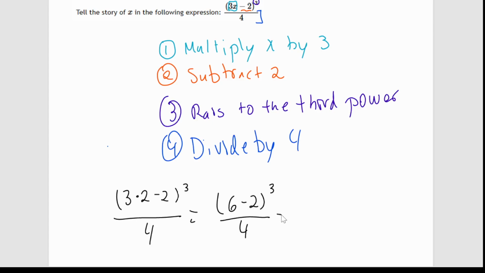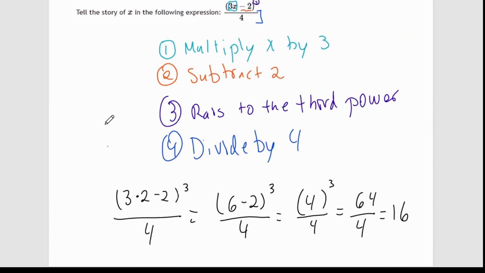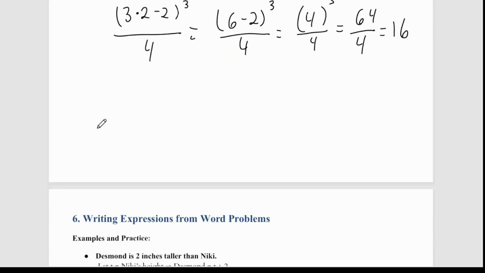Then I would do 6 minus 2, which would get us 4. Then I would take 4 to the third power, which means 4 times 4 times 4, which is 64. Then I would divide 64 by 4, which would give me 16. So knowing the story of the algebraic expression does help you understand order of operations even deeper and how to evaluate algebraic expressions.